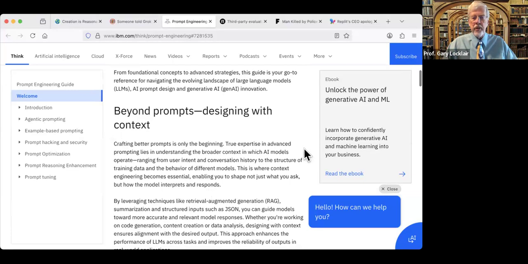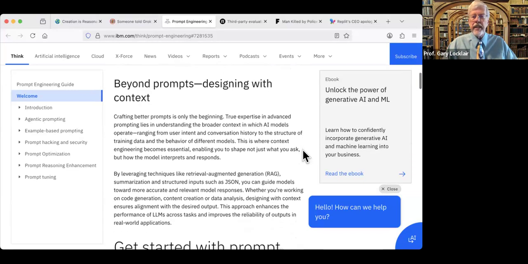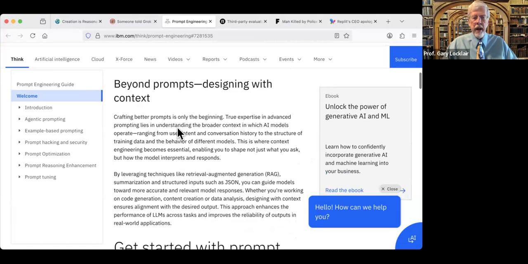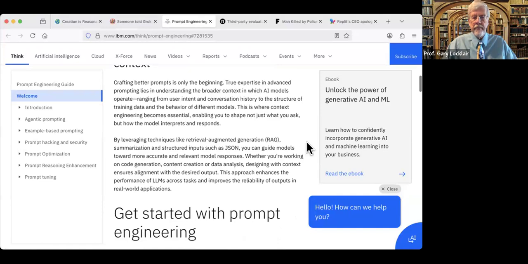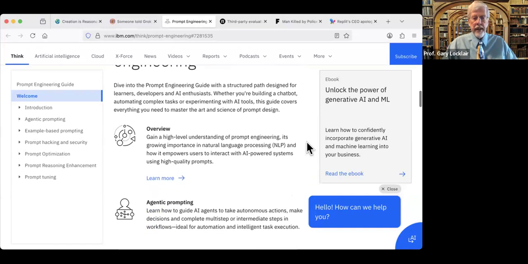"Crafting better prompts is only the beginning. Understanding the broader context in which AI models operate." So, if you want to interact with AI effectively, you have to understand something about how AI models work. We've done that a little bit in this series. People who say, I don't have to know how my engine works to drive my car. Well, it helps to know what that oil light means, right? So knowing a little bit about large language models and AI is very important. Getting started with prompt engineering.